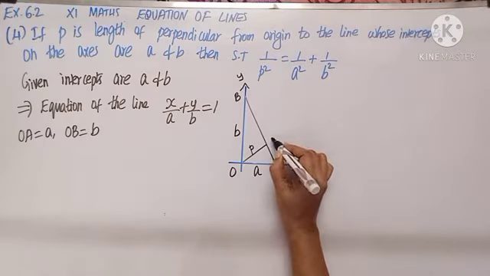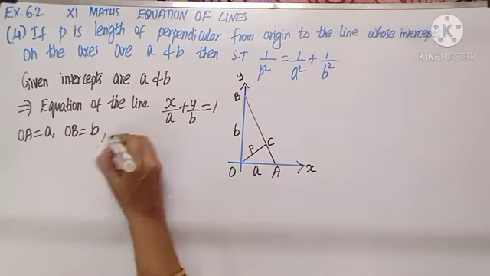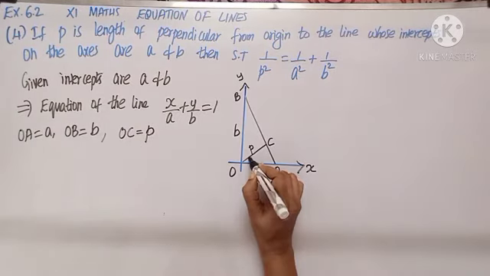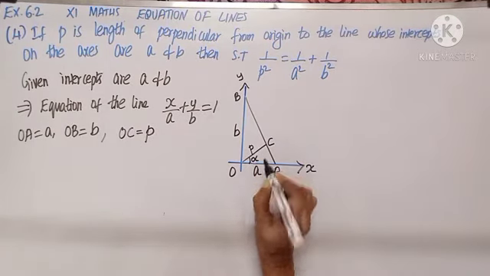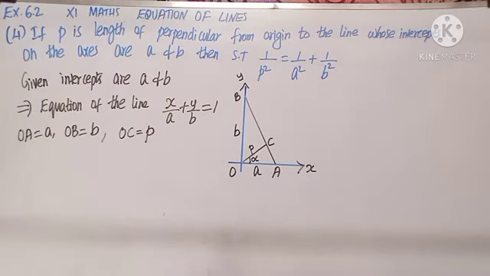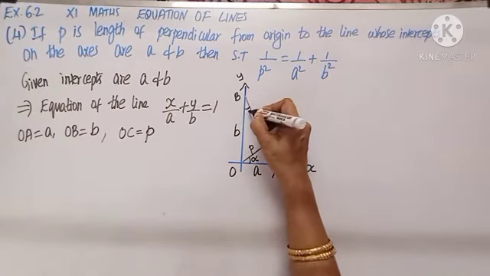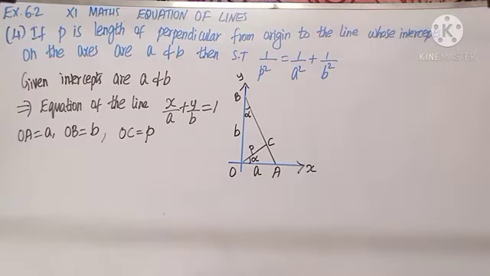Call this point as C. So OC equals P given. This angle we know it makes alpha. Supposing I take, if this is alpha, this is also alpha.